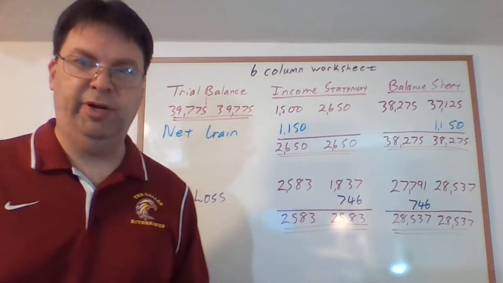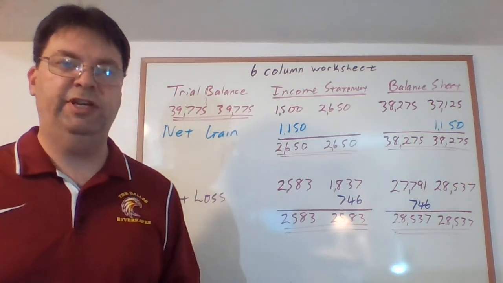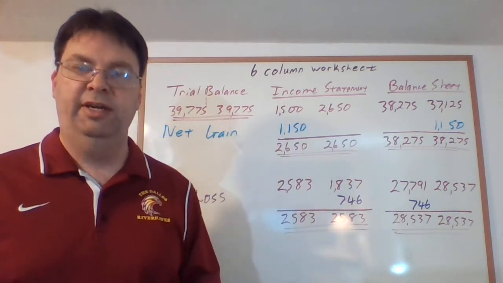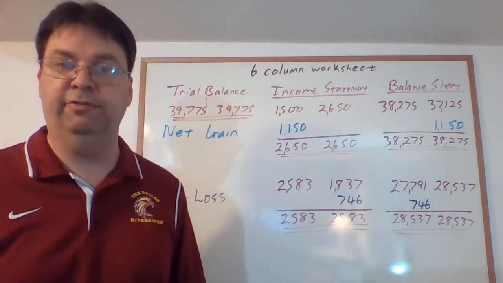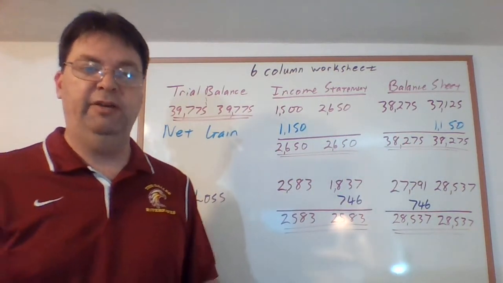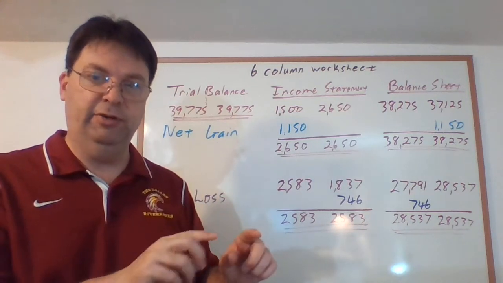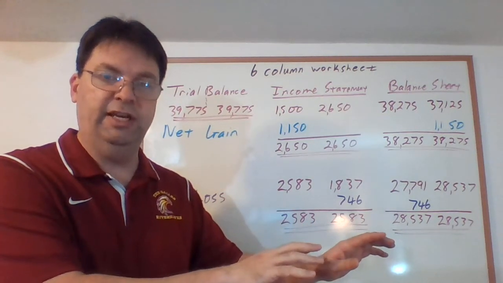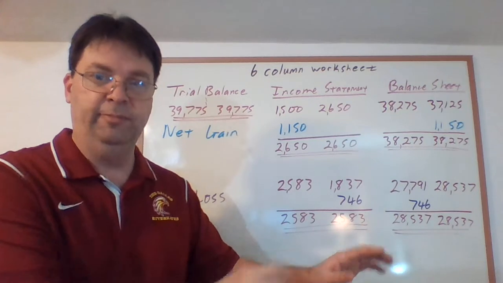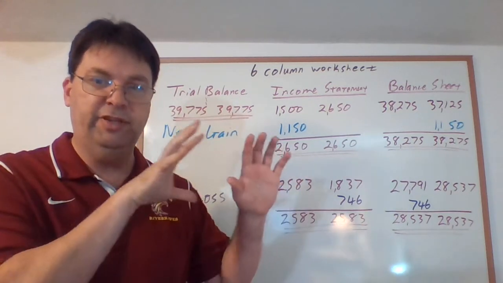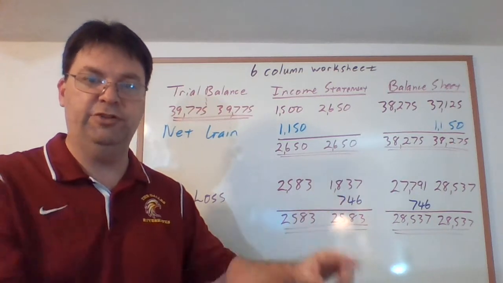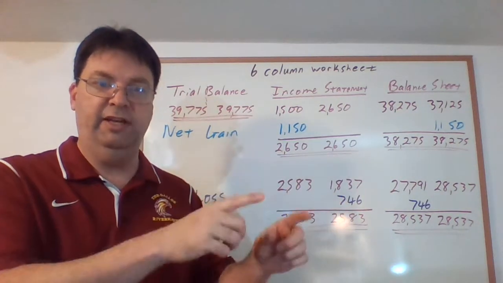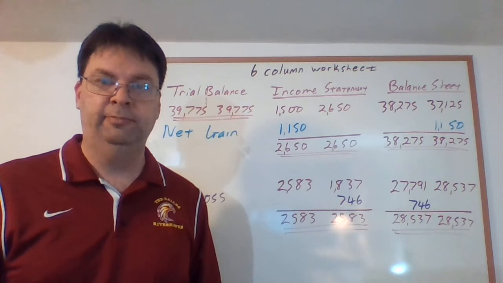Here we have the second part of Chapter 8's videos dealing with the 6-column worksheet. If you remember from the first one, we had 6 columns, of course, that's why it's named that, but we did the trial balance and we totaled them, but we didn't have any totals for the income statement or the balance sheet. And so what I've done is we've simply looked at that spot at the bottom of the income statement and the balance sheet, and that's where we're going to fill in things like this, okay?